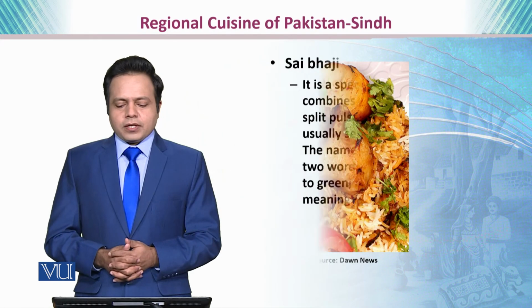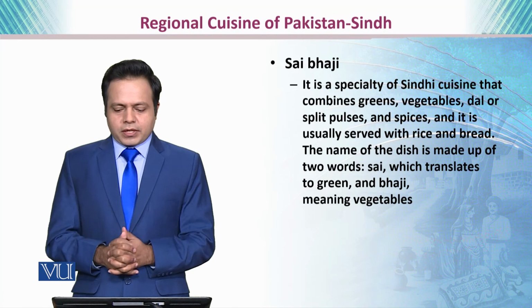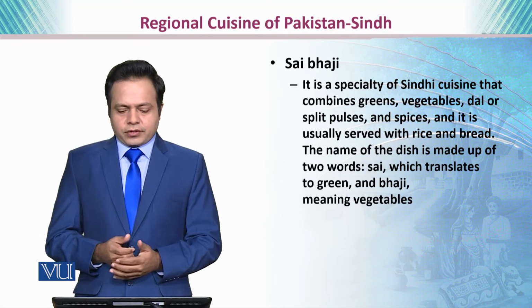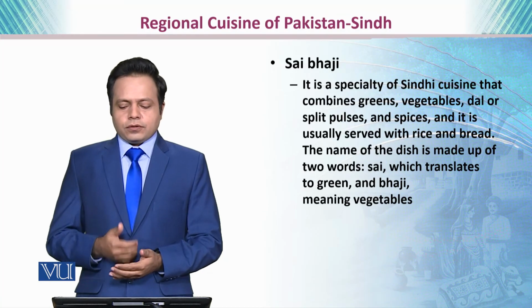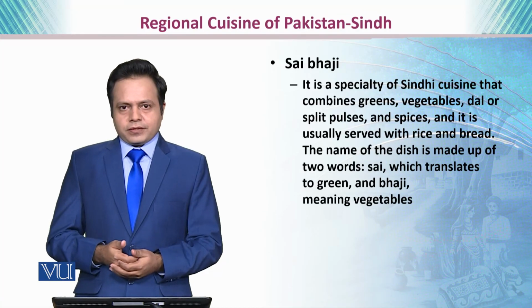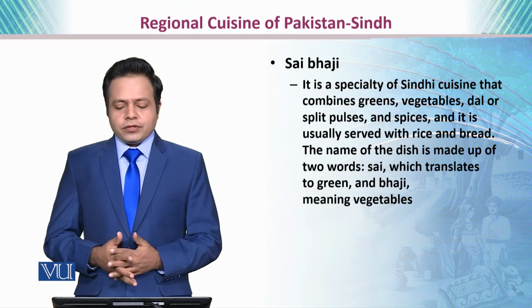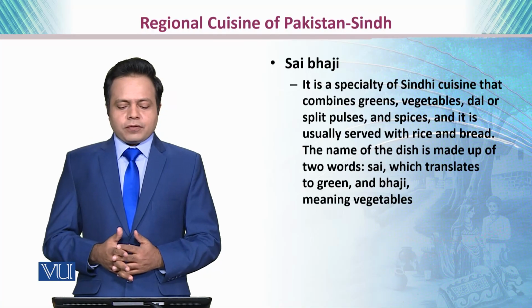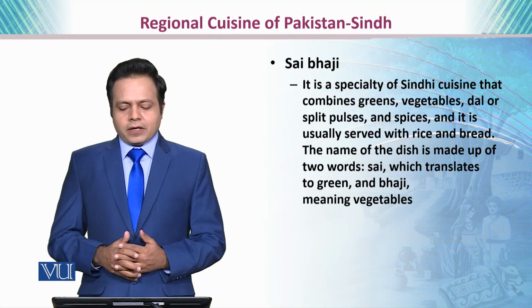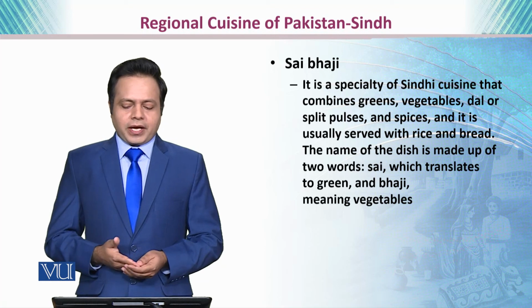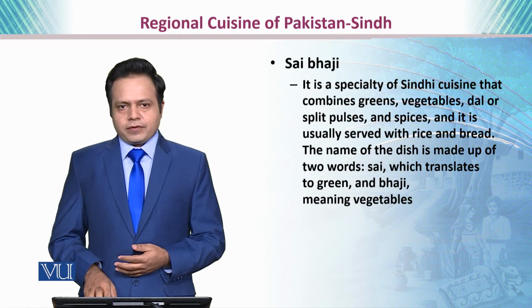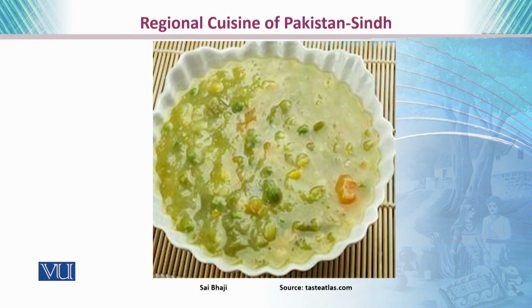And then we have a dish called Sayabaji. It is a specialty of Sindhi cuisine that combines greens, vegetables, dal or split pulses and spices, and it is usually served with rice and bread. The name of the dish is made up of two words, sai, which translates to green, and bhaji means vegetables. So it is usually made up of green vegetables. So here you will find the typical dish of Sayabaji.